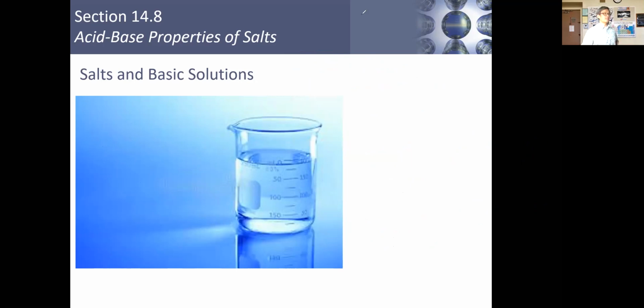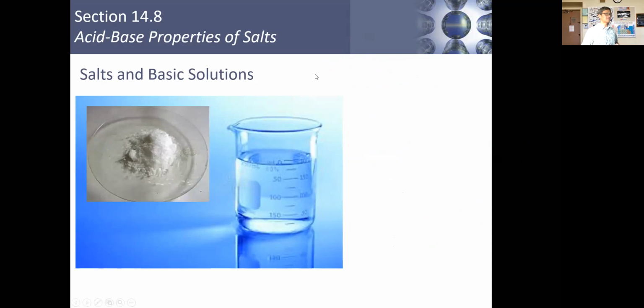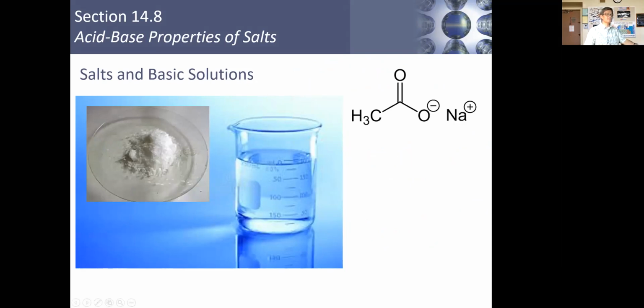Let's go ahead and consider the case that I just told you. Let's consider what happens if you take, let's do, acetic acid. So this is acetic acid right here, this is the formula for acetic acid. And let's consider what happens when you add it into water.